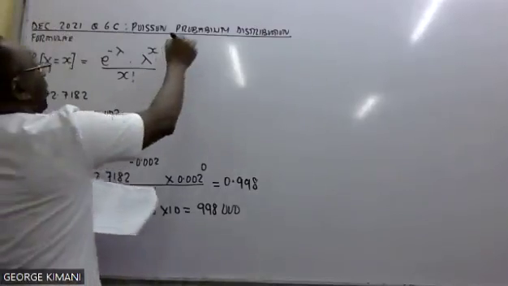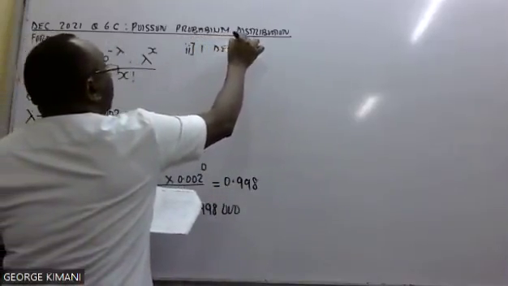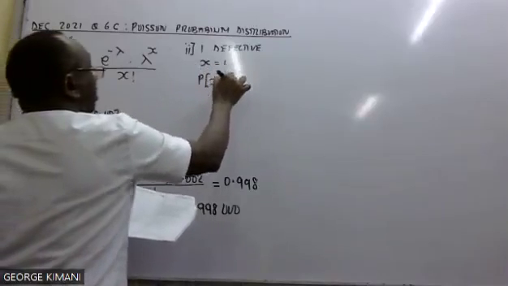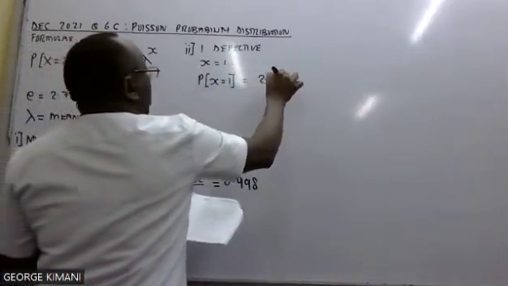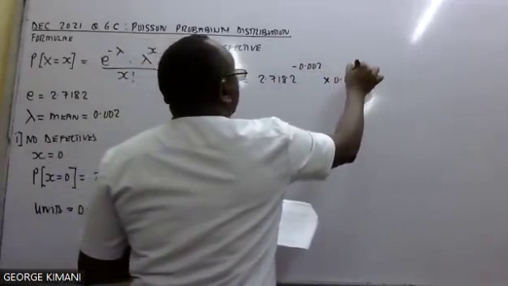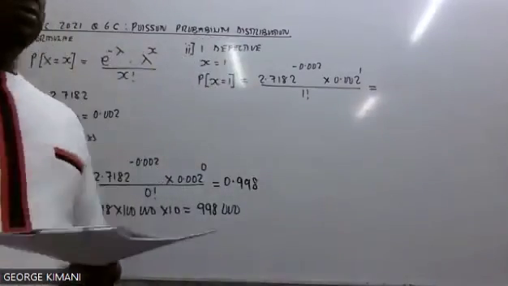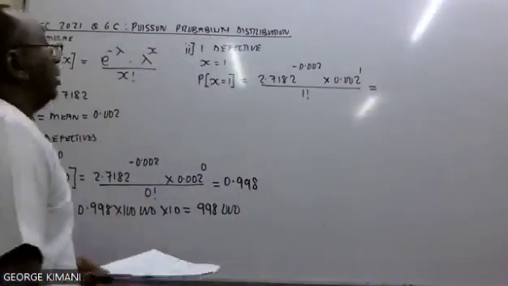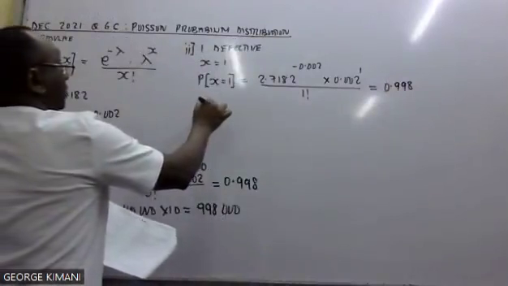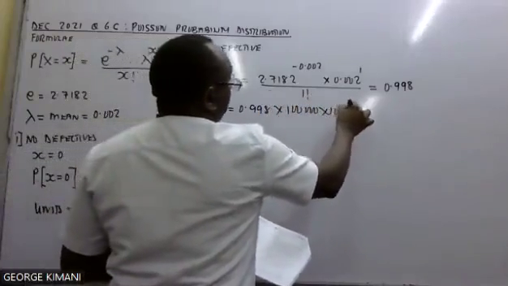The next one is Roman 2. Roman 2 is one defective. So that means X is 1. So the probability that X is equal to 1 will be equal to 2.7182 raised to the power minus 0.002 multiplied by 0.002 raised to the power 1, divided by 1 factorial. The same answer. Whatever is too small, the difference is very small. So the units then should be 998 times 100,000 packets, which each contains 10 units.